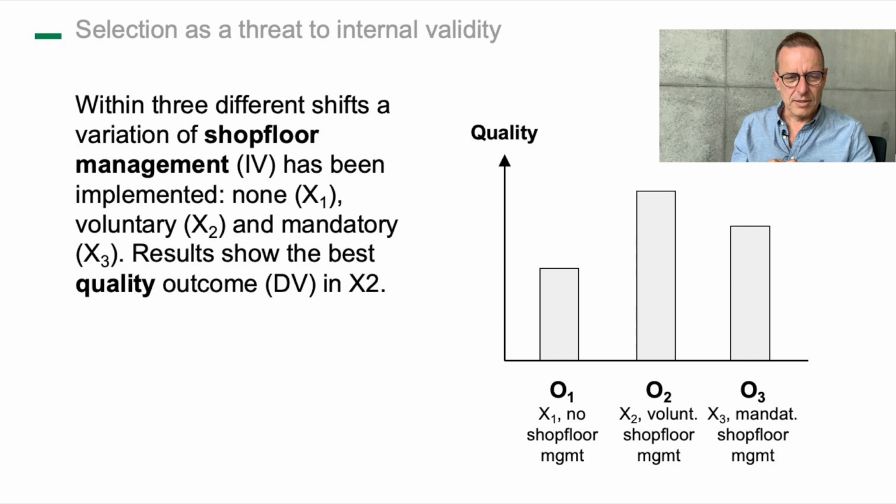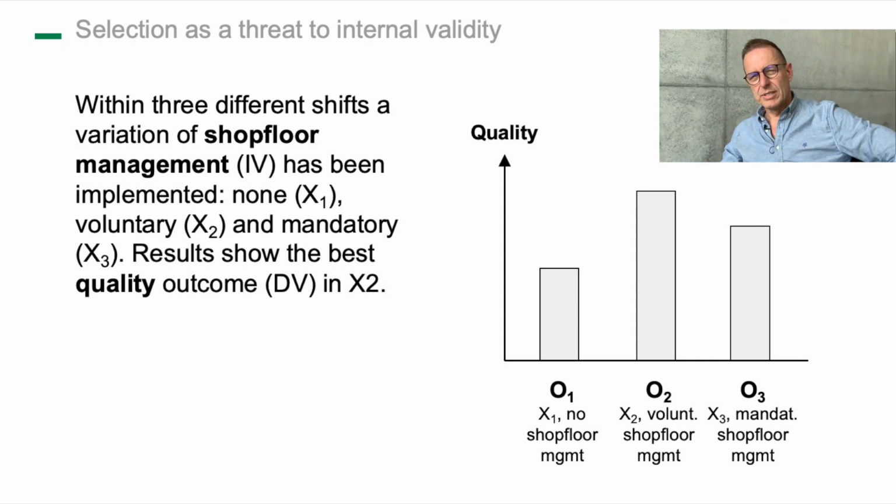Now let's assume the result is that in the shift where they have no shop floor management, quality is the lowest, while in the shift where there is the voluntary shop floor management, quality is the highest. And in the shift where shop floor management is mandatory, it's medium, somewhere in between. Can we really say that this difference in quality is due to whether you do it voluntarily, not at all, or mandatory? No, you can't.